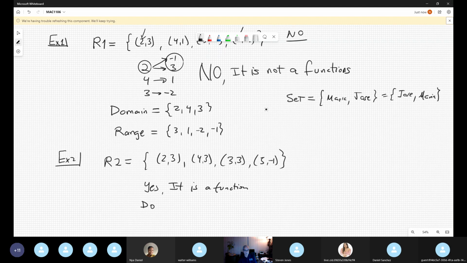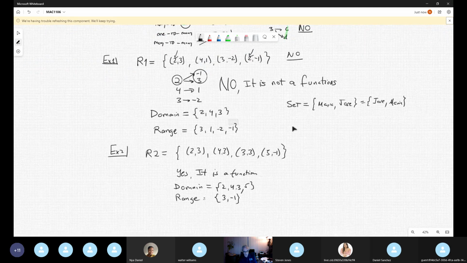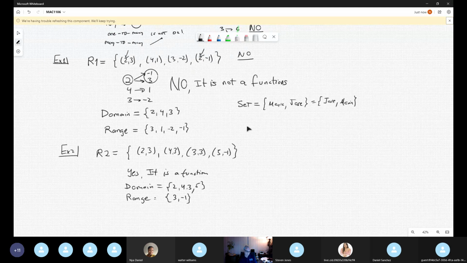And domain is 2, 4, 3, and 5, no? Yes. However, the range was 3 and -1. Only two values, 3 and -1, because 3 is repeated 3 times in this. Yeah. Excellent, beautiful. Everyone follow me? Everyone agree? Do you understand very well? Do you remember the high school? Yes. Okay.